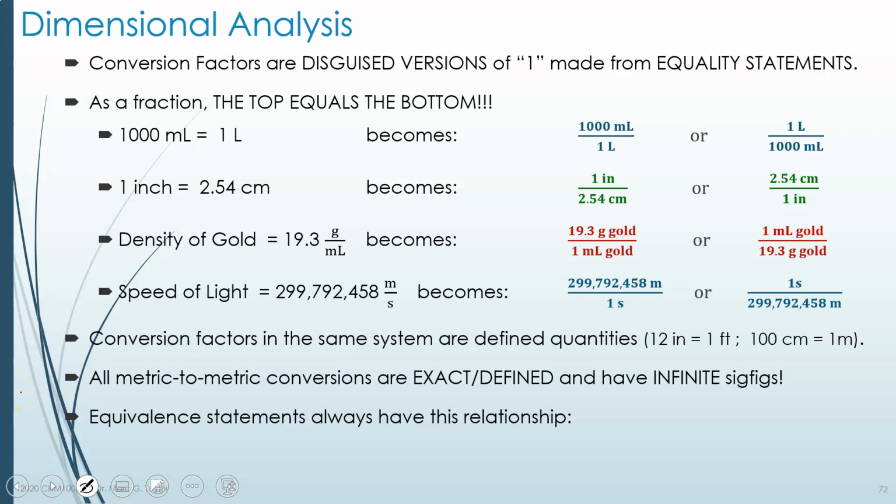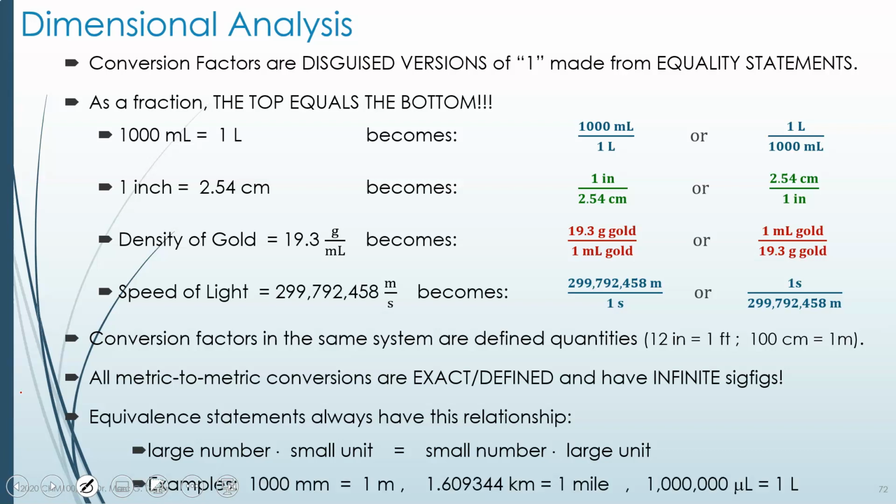And that's why it's important to have very good conversion factors, preferably perfect ones with infinite sig figs. But you always want one that has at least more sig figs than your actual number that you're converting, your quantity that you're converting to a new quantity. So always get good conversion factors for that. And remember, your equivalence statements, how you can check, I'm just saying this again, you always want to have a large number associated with a small unit and a small number associated with a large unit.